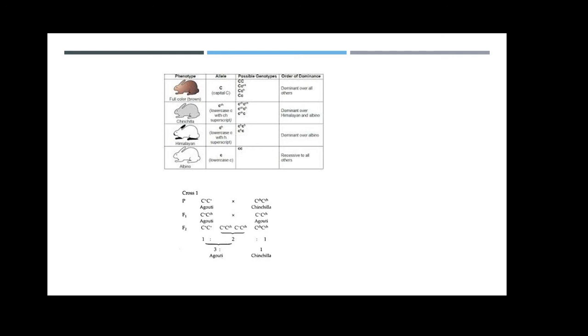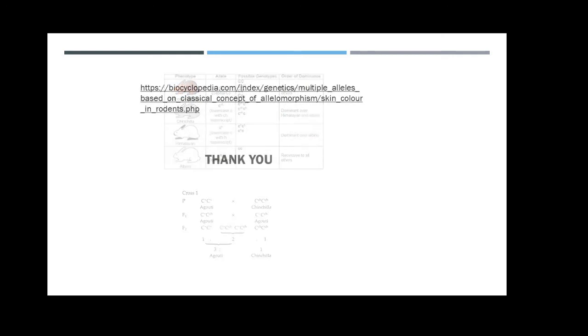This study proved that the gene for coat color in rabbit, the agouti color, is dominant over chinchilla, Himalayan and albino.